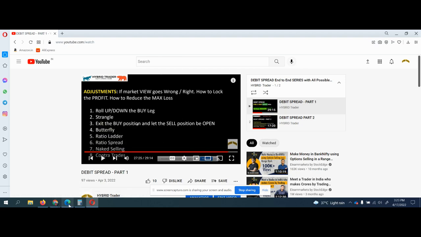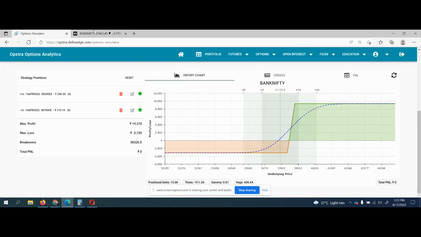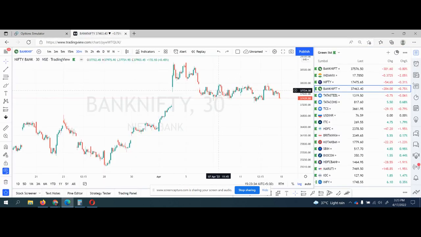Okay, so I'll take you to Opstra. I've taken the latest expiry, which was last week's expiry, the 7th. So I'll be deploying the trade on the 7th. This is the latest expiry in Bank Nifty. Looking at the chart itself, so this is the seventh.